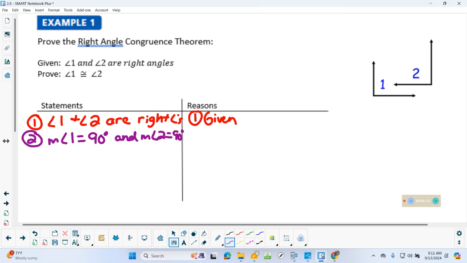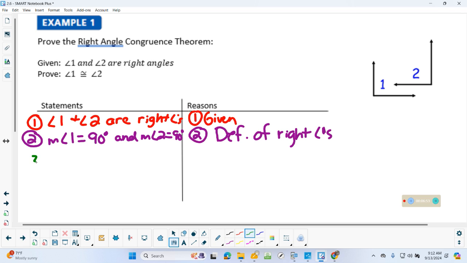Give a sec to fill that in. Now, what prompted me to say those equal 90 from the first line? What key vocab is in our first given line? Or what type of angles? Right angles. So that's our definition of right angles.